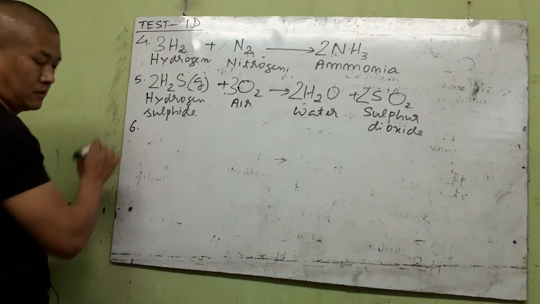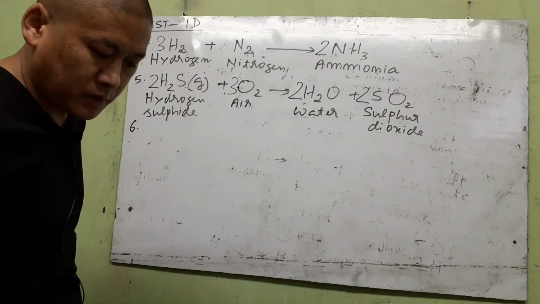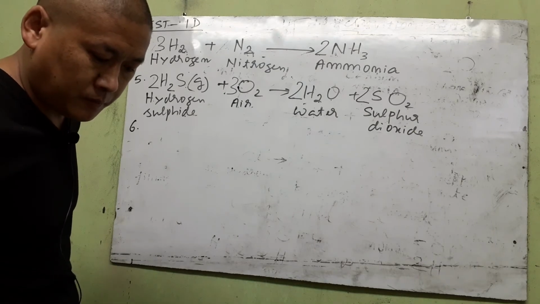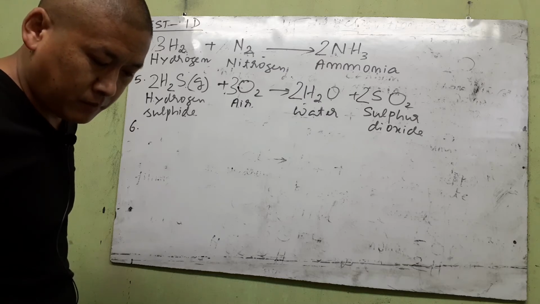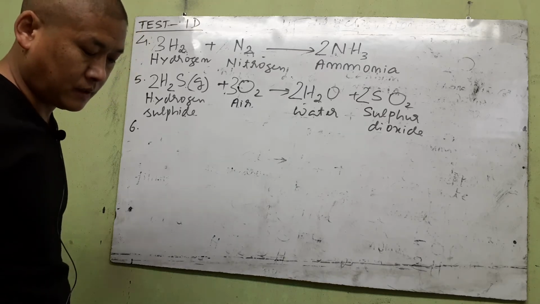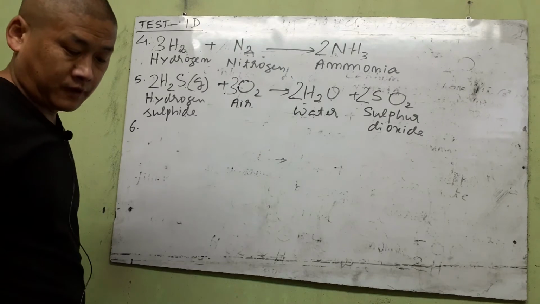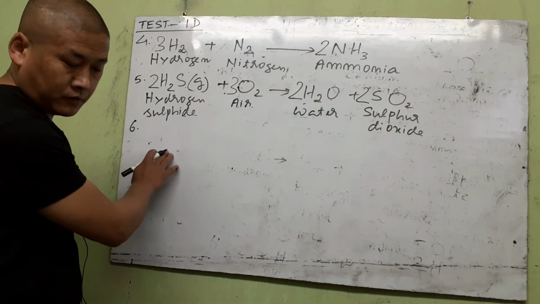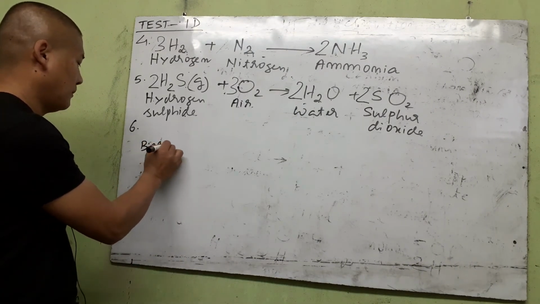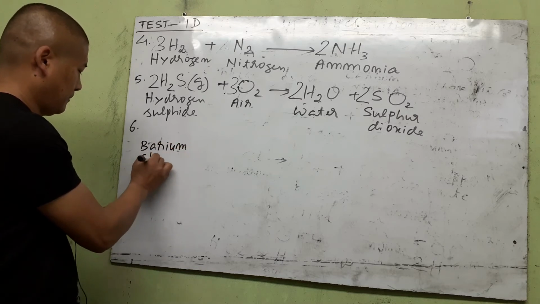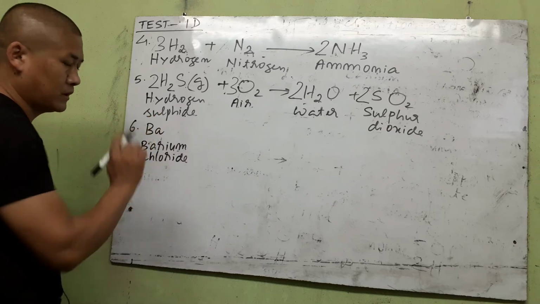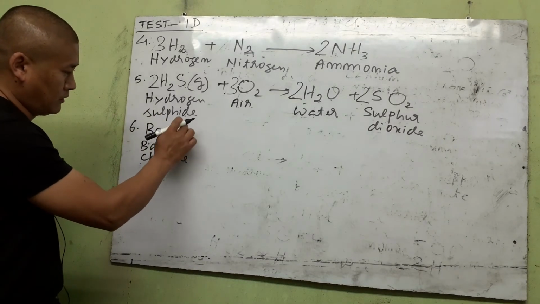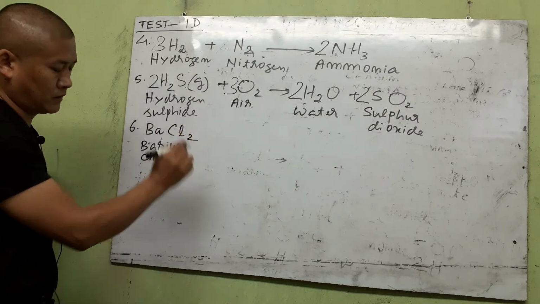So 6 is barium chloride reacts with aluminium sulfate to give aluminium chloride and a precipitate of barium sulfate. This is a double displacement reaction, but they have given everything there. So barium chloride: write the formula, barium ion Ba2+, chloride ion Cl1-. So 1 will go here, 2 will go here.